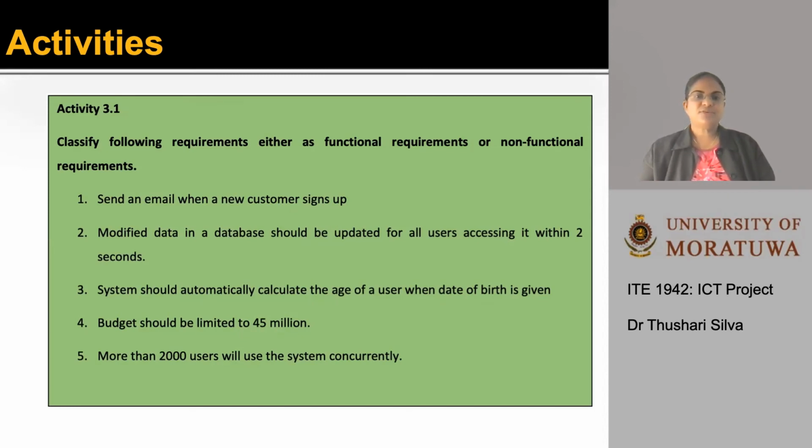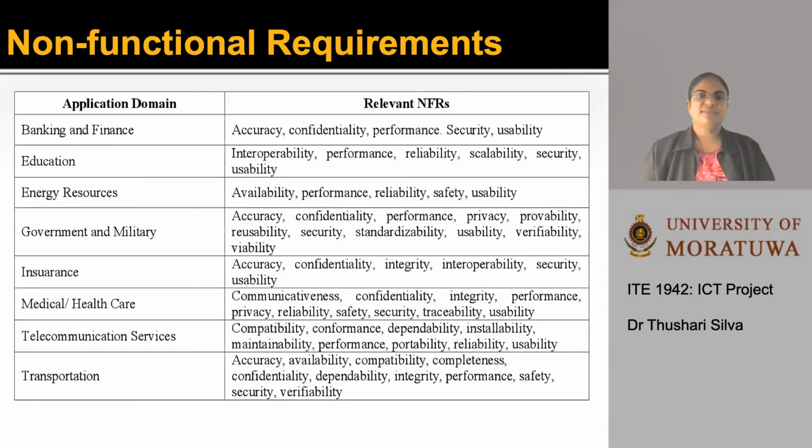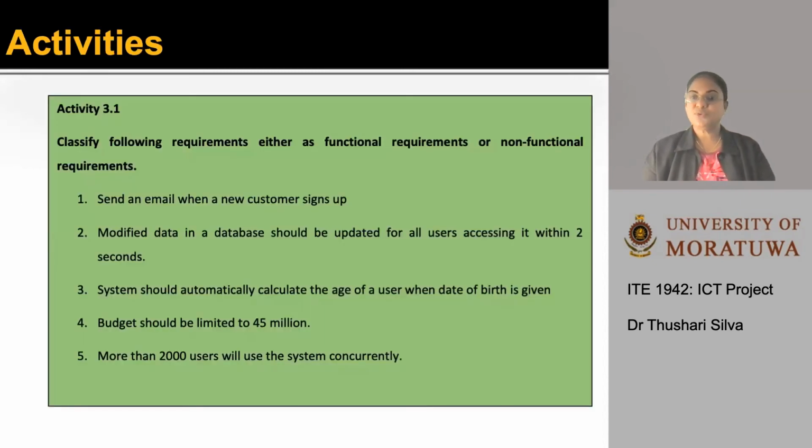More than 2,000 users will use the system concurrently. That's reliability. Can I rely on my system? If 10,000 users are accessing my system, will it go down? That's again about non-functional requirements. So beyond specific actions, the major areas are accuracy, how accurate, how fast and efficient the system is, and how secure. Those are the aspects you need to think about and write under non-functional requirements.